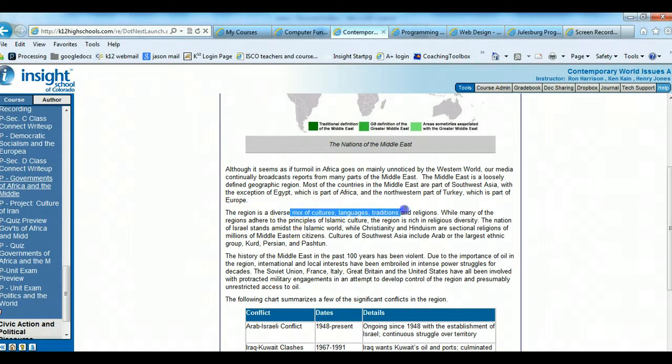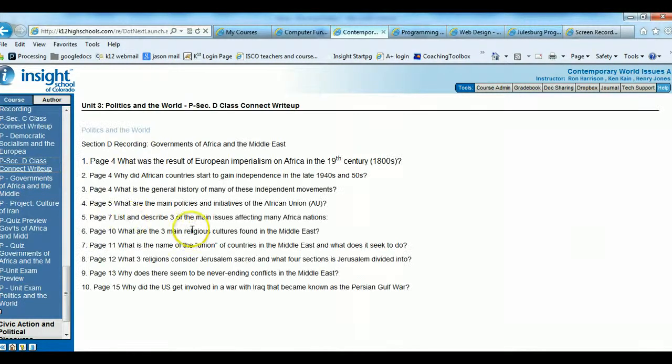And there's just a huge, rich diversity of cultures, traditions, religions, and all that. And because of those different cultures and religions, the people don't get along very well. So Israel is right in the middle of it, of course. And some of the main religions. Let's go back to the write-up. I forgot what that question was. List and describe the three main issues. No, we did that. Three main religious cultures found in the Middle East.